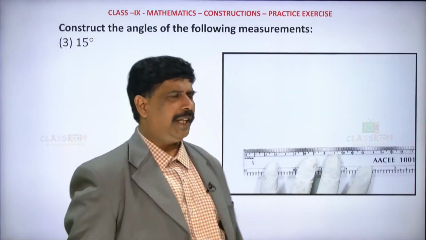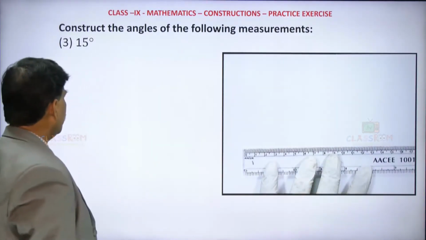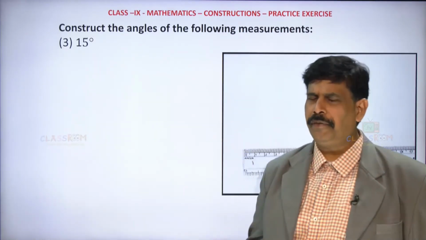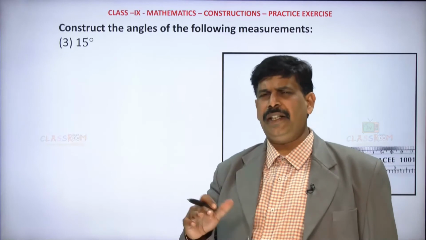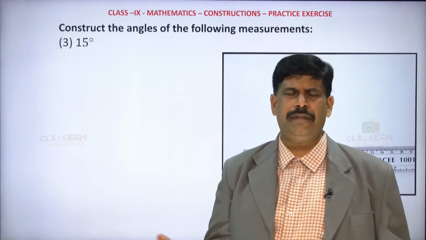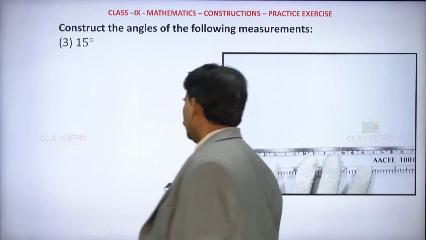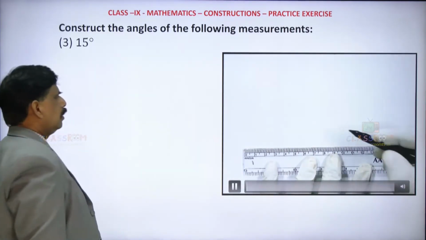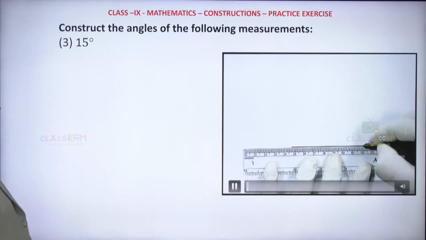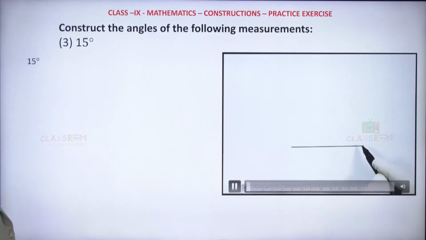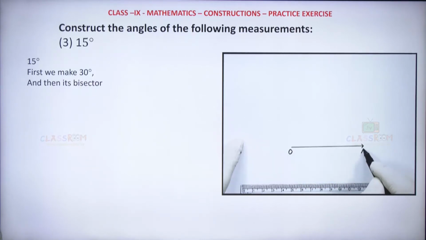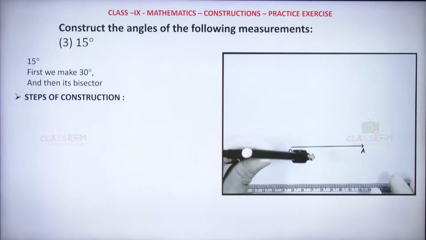Now, let us see how to draw 15 degrees by using the compass. See our before sum constructing 30. So bisect 30, we will get 15. Clear? See the construction now. So first 15 degrees we are drawing now. We'll take 30 and then we'll bisect it.